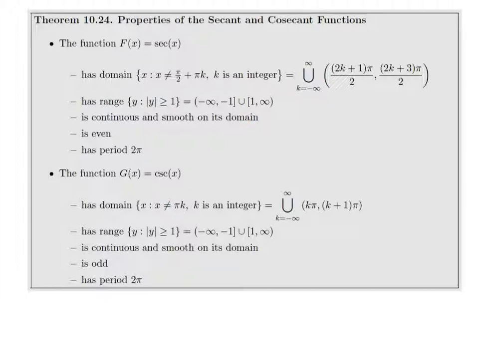It's an even function, just like cosine was even, secant is even. Period's 2 pi, just like cosine. Cosecant has a similar story. It's odd like sine, and its period is also like sine with 2 pi. Secant has vertical asymptotes at the pi halves because cosine equals 0 at the pi halves, and cosecant has vertical asymptotes at the pi's because sine equals 0 at the pi's.